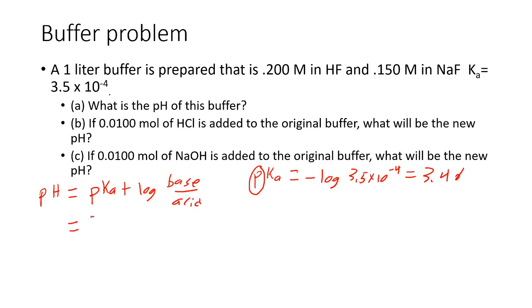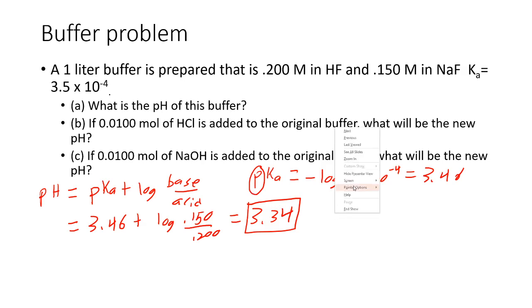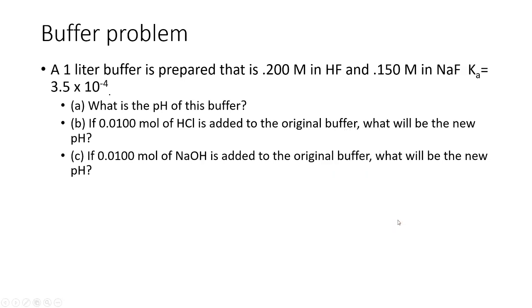So our pH is going to equal 3.46 plus the log of 0.150 over 0.200. We do that, we'll get a pH of 3.34, and that's our answer to A. Now, let's take a look at B and C. B and C are going to be a bit more work than that, but it's still very doable.